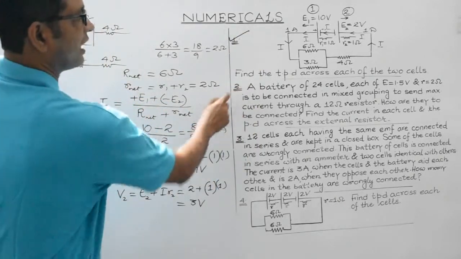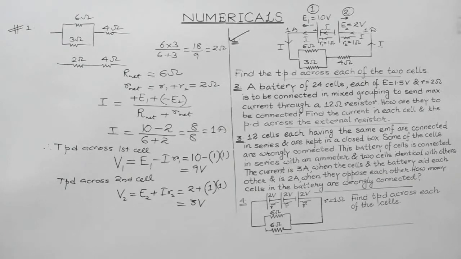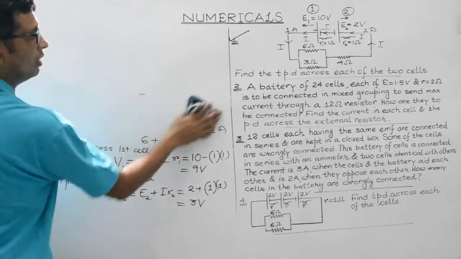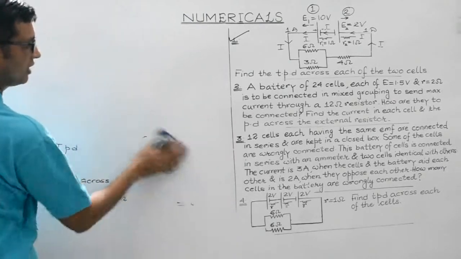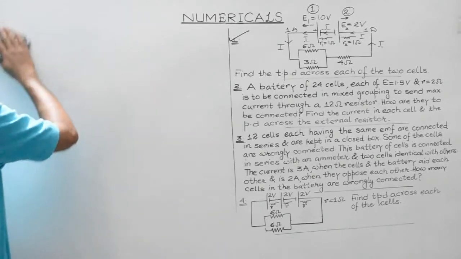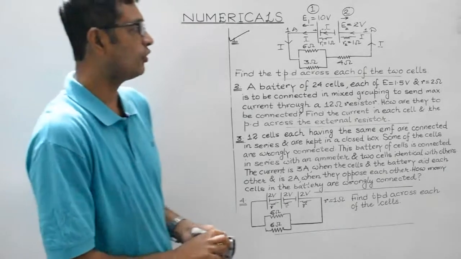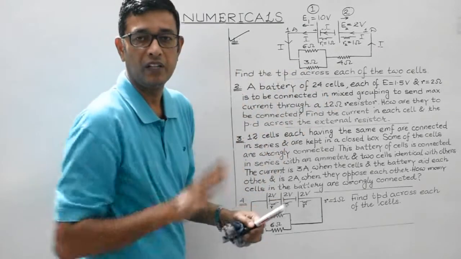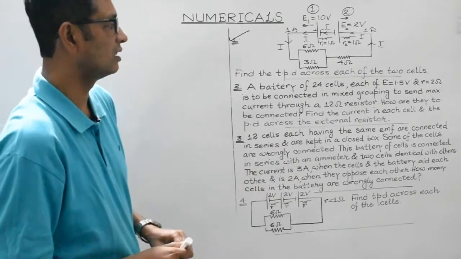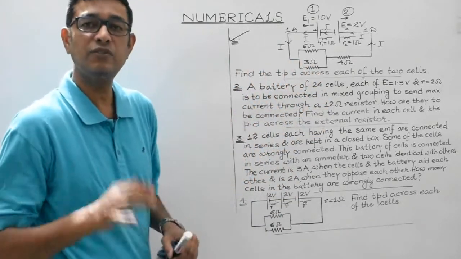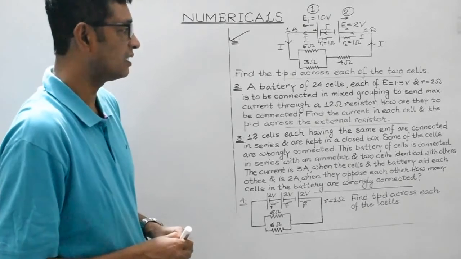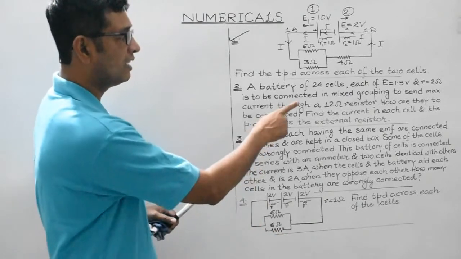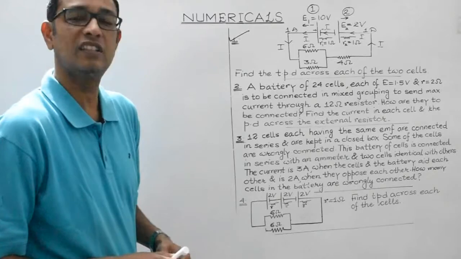Now let's consider the second one. Students, go through the second portion. Read the question very, very carefully. A battery of 24 cells. I have told you, a combination of cells is known as a battery. Each of EMF 1.5 volt and internal resistance 2 ohm is to be connected in mixed grouping so as to send maximum current through the circuit. And the circuit contains an external resistance of 12 ohm. How are they to be connected? How many rows, and in each row, how many cells should be connected in series? Find the current in each cell and the potential difference across the external resistor.